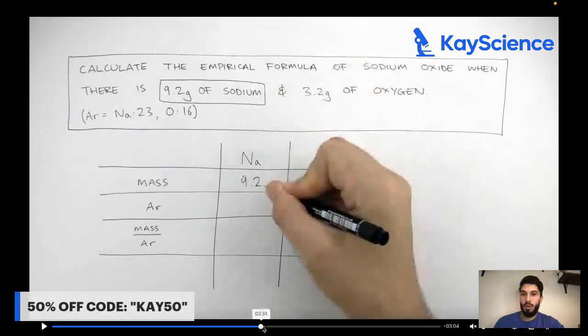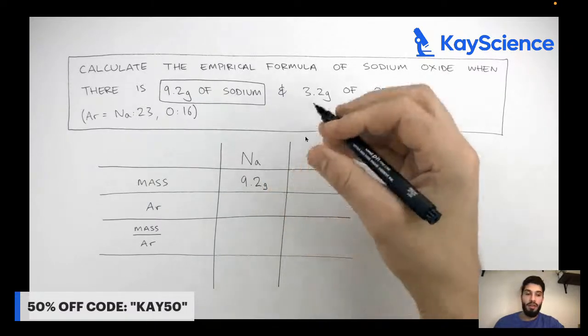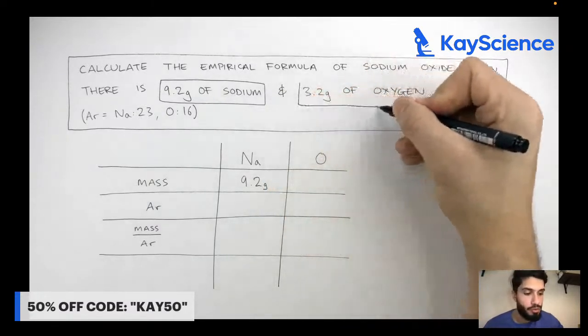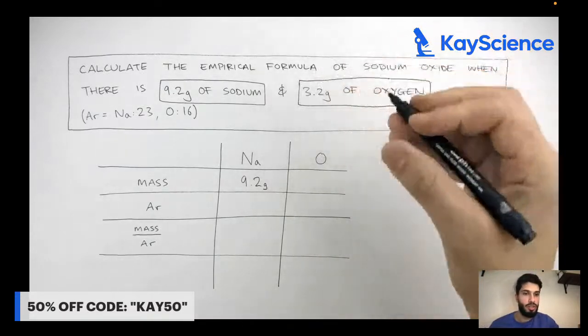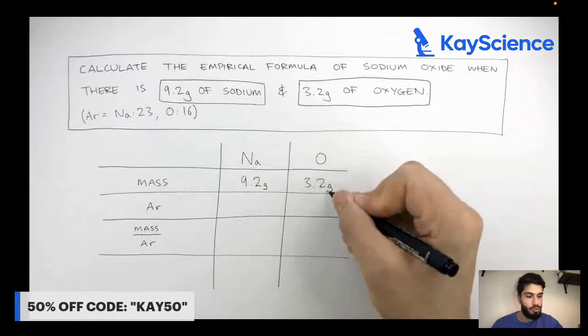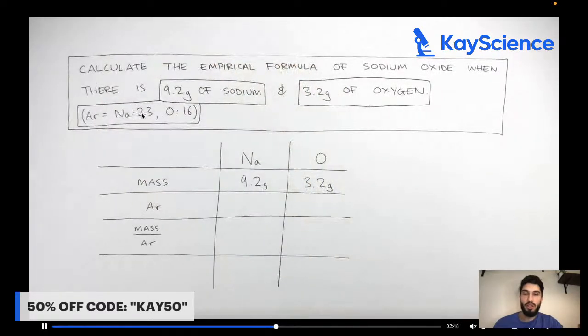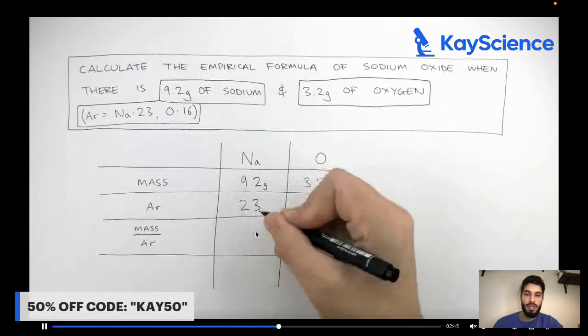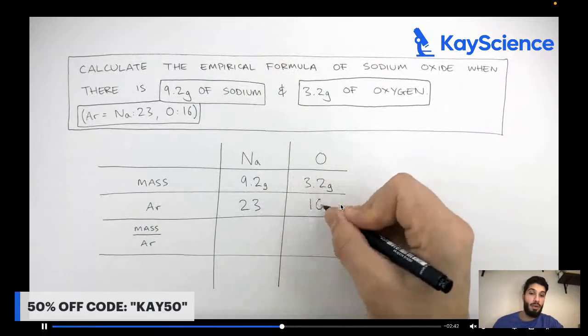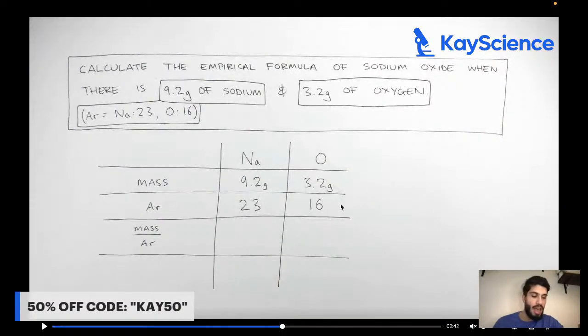Okay, so at this point, we go to the question and we can see there is 9.2 grams of sodium. So we write 9.2 grams. And the question is telling us we have 3.2 grams of oxygen. So we write 3.2 grams, okay? And we can see the relative atomic masses are right here, 23 and 16. So we write 23 and 16. Now at this point, you wouldn't have got any marks just yet, okay? If you did this and you left it, you're getting 0 marks for this. This is just to help you. Where you're going to get the marks are coming next.